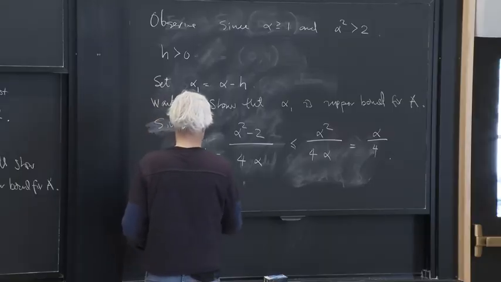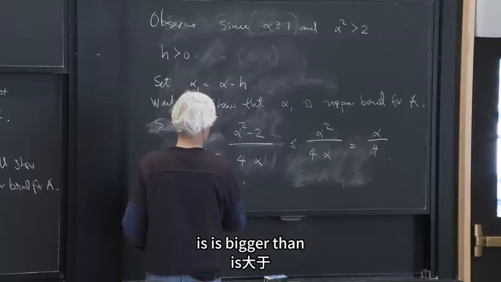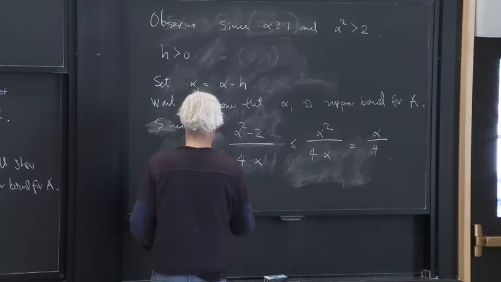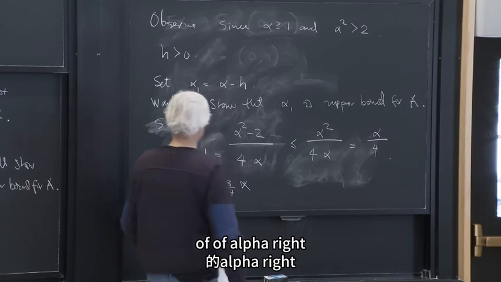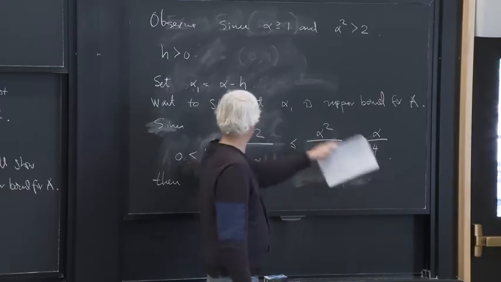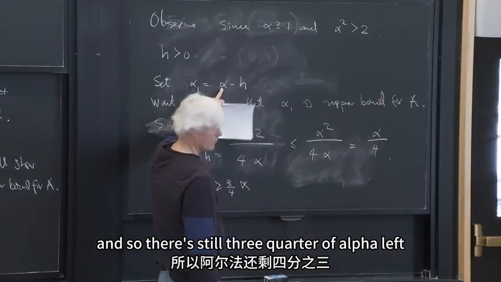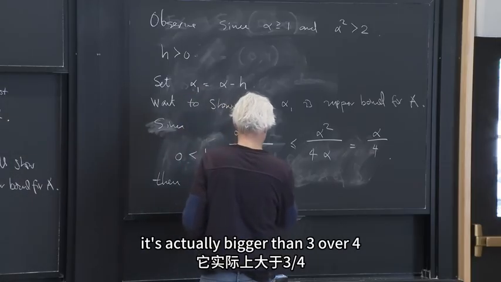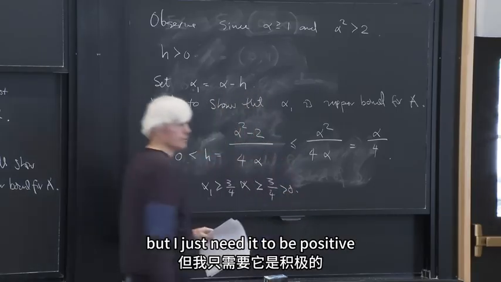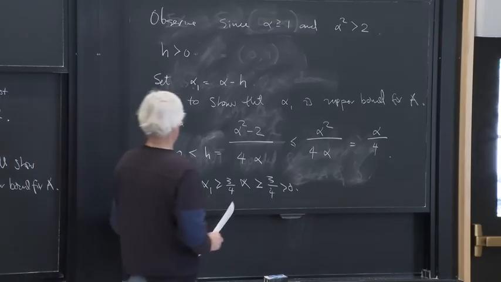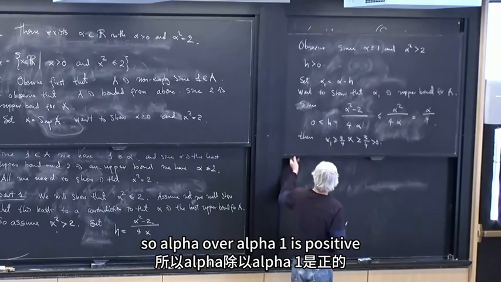Since we have that h is less than alpha over 4, alpha 1 is bigger or equal to 3/4 of alpha, right? Because I'm subtracting at most alpha over 4, and so there's still 3/4 of alpha left. In particular, it's actually bigger than 3 over 4, but I just need it to be positive. So it's positive. So alpha over alpha 1 is positive.